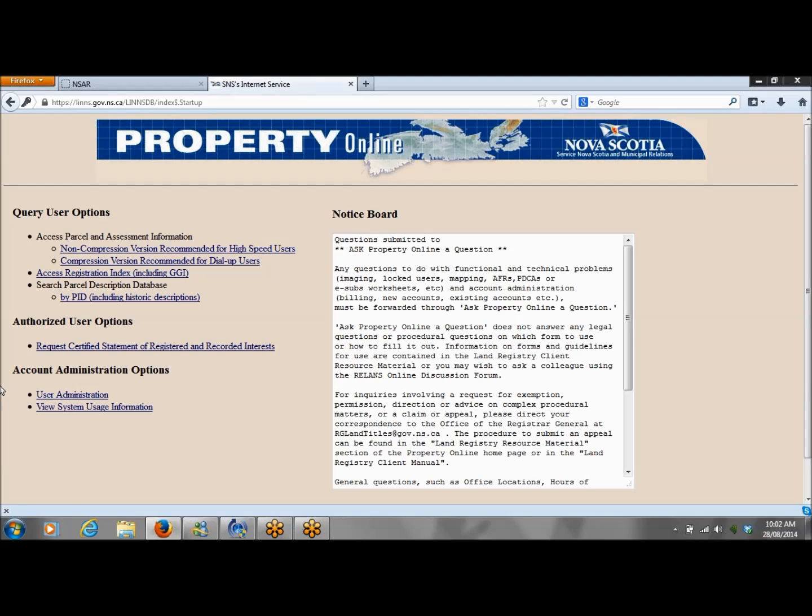So obviously, I'm hoping everybody knows how to log into Property Online. For everybody's benefit right now, we're in mine, so it's my bill as we tick through.